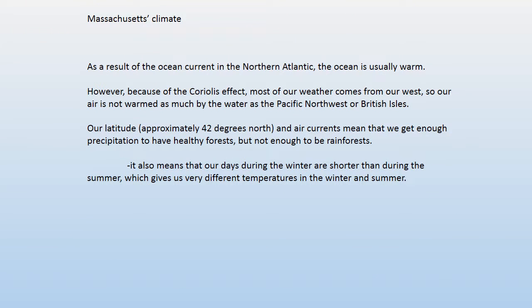Based on everything you know now about climate, the movement of the oceans and air, and how they can affect climate, how would you describe the climate around your home?